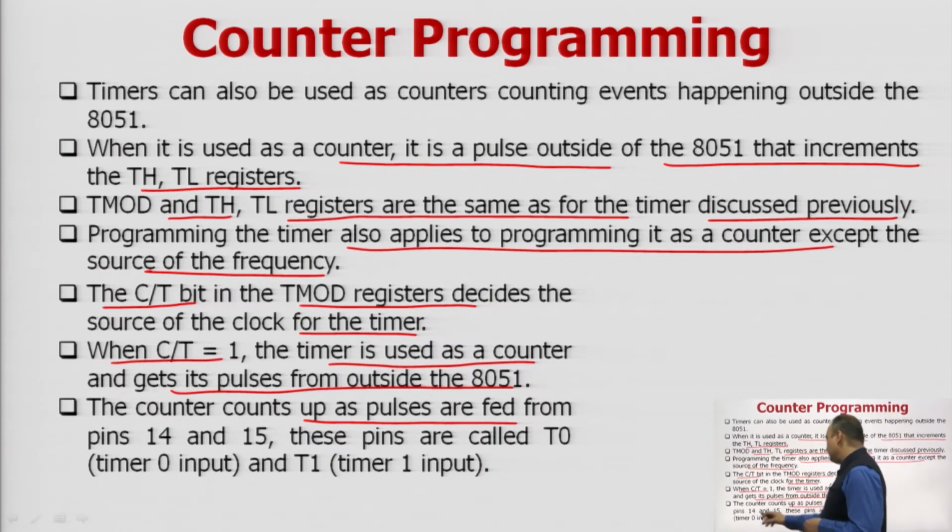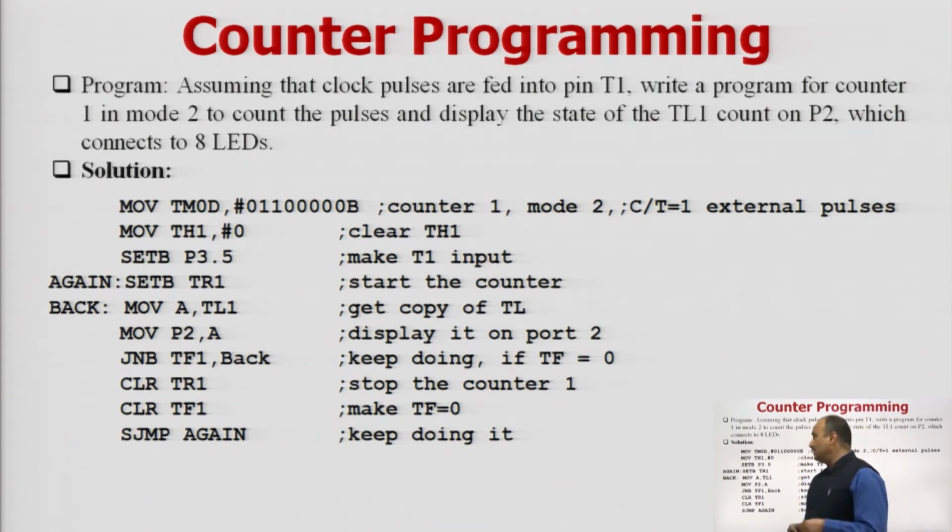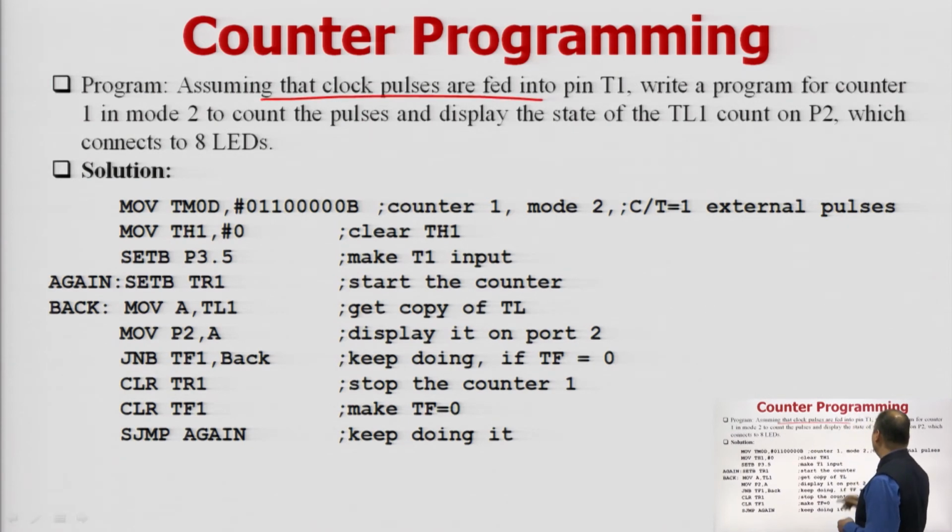pulses are fed from pin 14 and pin 15 of the 8051 microcontroller. These pins are called timer 0 input and timer 1 input. So in the 8051 microcontroller, we have pin number 14 and pin number 15 which receive the input, and these particular pins, which belong to timer 0 and timer 1, receive the external pulses from outside for the counter programming.